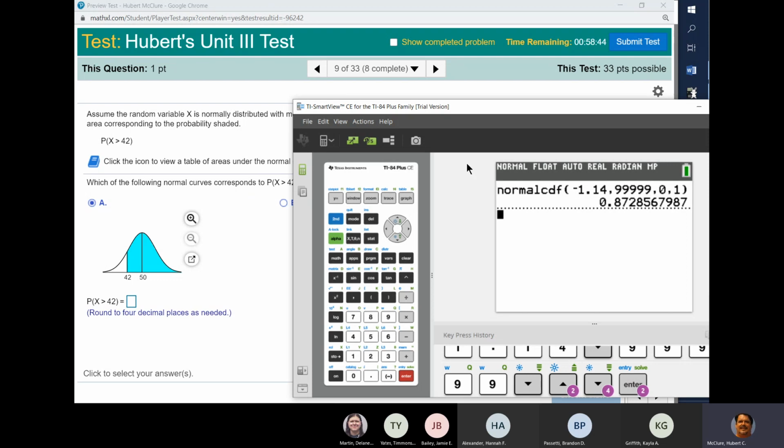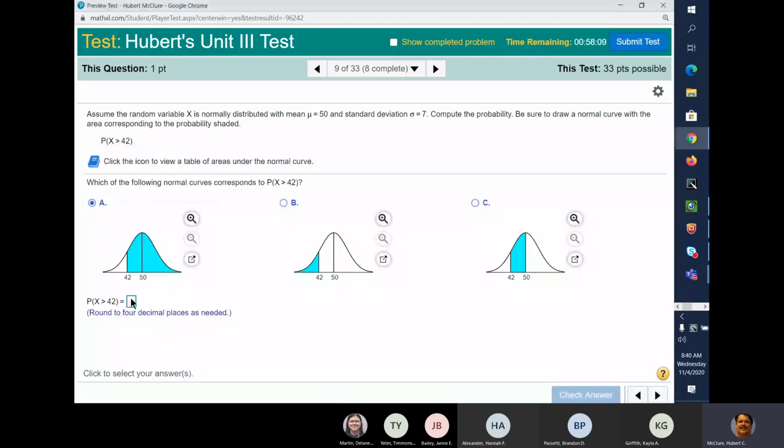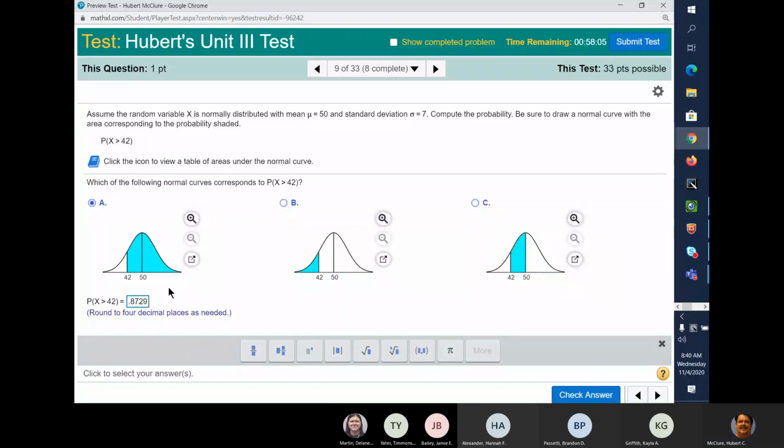Oops, I'm sorry. Hold on. Since I accidentally drew the pink in there, I figure I might as well do the complement. So the complement of 0.8729 is 0.1271. Since I did draw the pink on there, I went ahead and did the area for it, which is the complement of the right-hand side. So 0.8729. Check it. And that's correct.